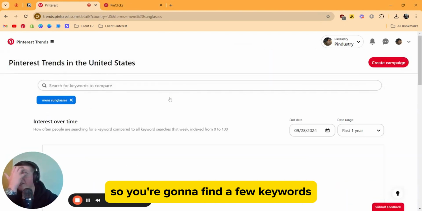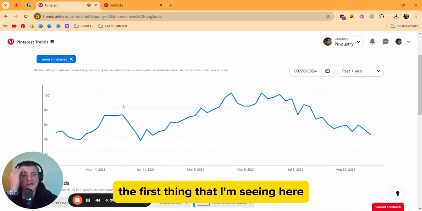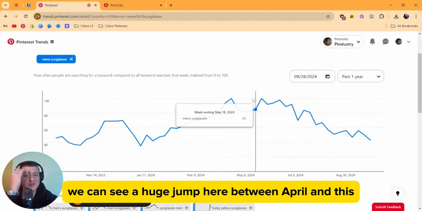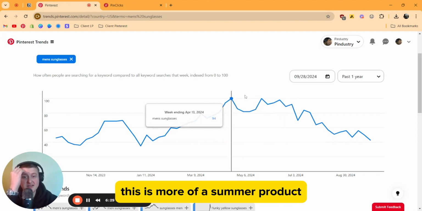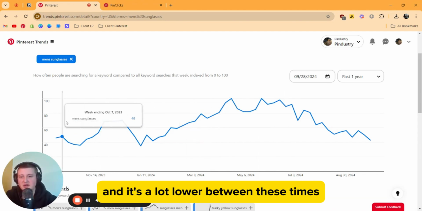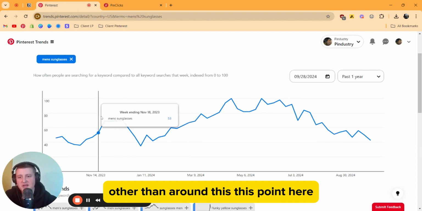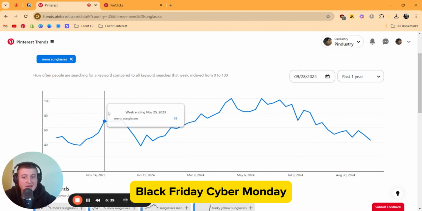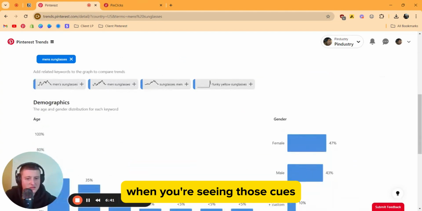So you're going to find a few keywords, but always check it here. The first thing that I'm seeing here in terms of the US, we can see a huge jump here between April and this June mark, simply because, as I said, this is more of a summer product, and it's a lot lower between these times other than around this point here. And the reason there's such a jump here is because of Black Friday, Cyber Monday. So keep that in mind as well when you're seeing those SKUs.